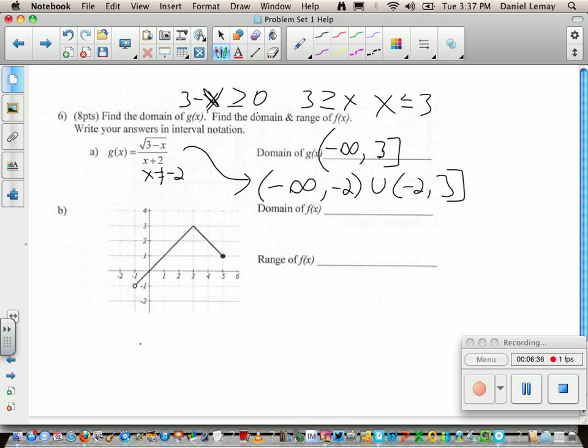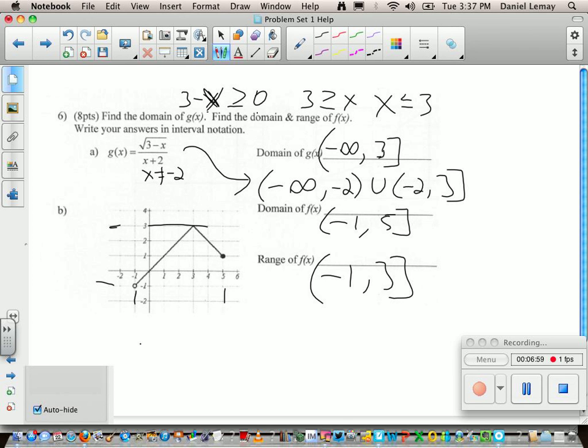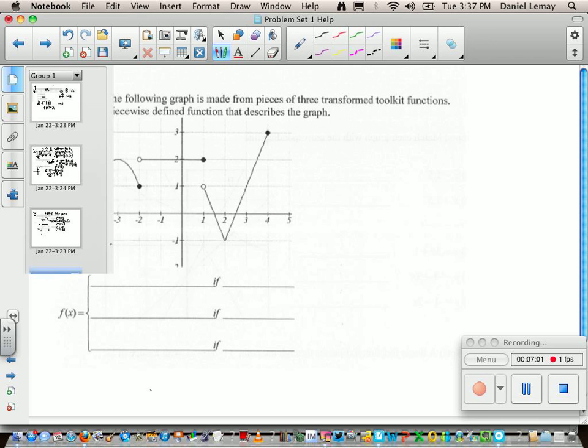To do this problem, though it's not on the problem set, the domain of this, well, it's an open circle at -1. Most of you got this right in the exam. Closed-in circle at 5. Alright, and then the range goes from -1, and that's open. It goes all the way up to +3, which is closed. Okay. Last problem.